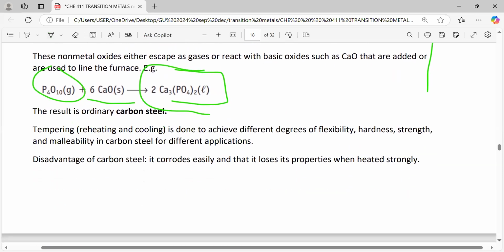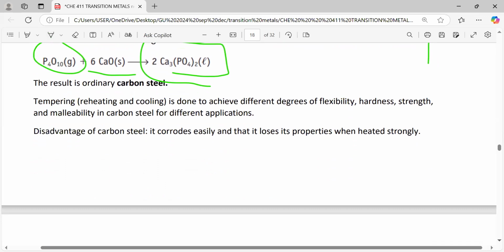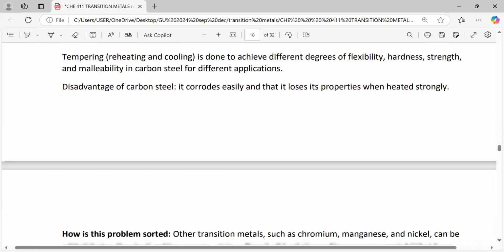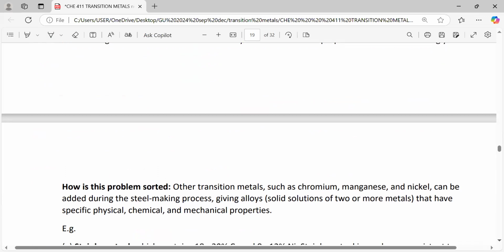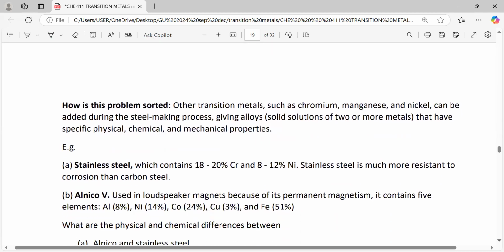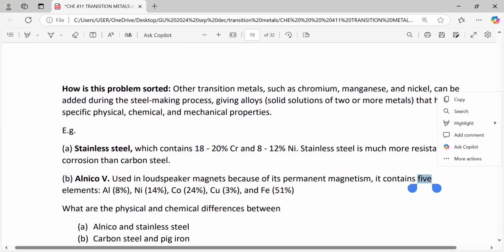So what are the disadvantages of carbon steel? It's not resistant to corrosion, and it loses its properties when you strongly heat it. So you can't use it for applications like building a boiler or a ship. So you need to sort this problem. How do you sort this problem? You have to add some transition metals like chromium, which can be added to form alloys, and these alloys have good properties. For example, we can add chromium and nickel to form stainless steel here.